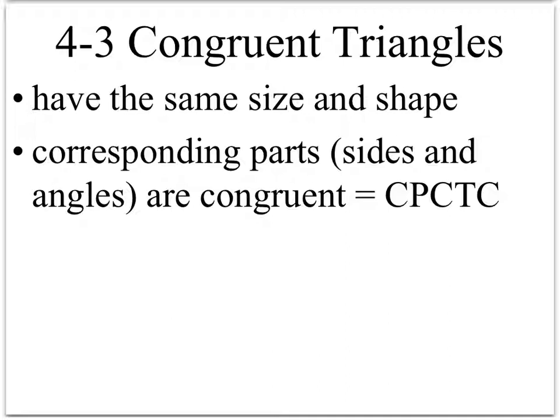And if we have two congruent triangles, then their corresponding parts will be congruent. So, a pair of sides that match up between them will be congruent. A pair of angles that match up between them will also be congruent. This right here stands for corresponding parts of congruent triangles are congruent, and we'll be using it in future sections. But for right now, just know that it means that between two triangles that are congruent, their parts will also be congruent.